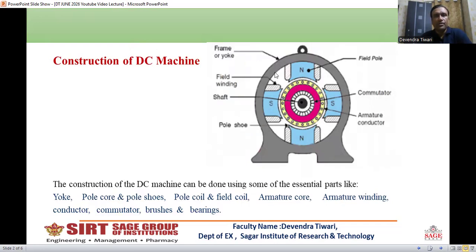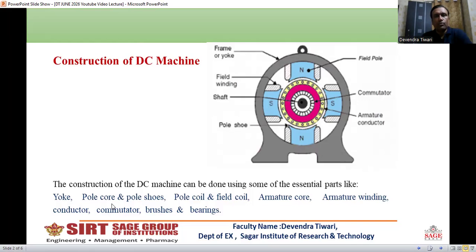This is yoke, this is pole, and on the pole placing of field winding. Then this is internal structure. This is armature, and armature conductors are placed here in this periphery, and this is commutator, and this is the internal part known as shaft, and also these are the poles here. So this is the construction of DC machine.